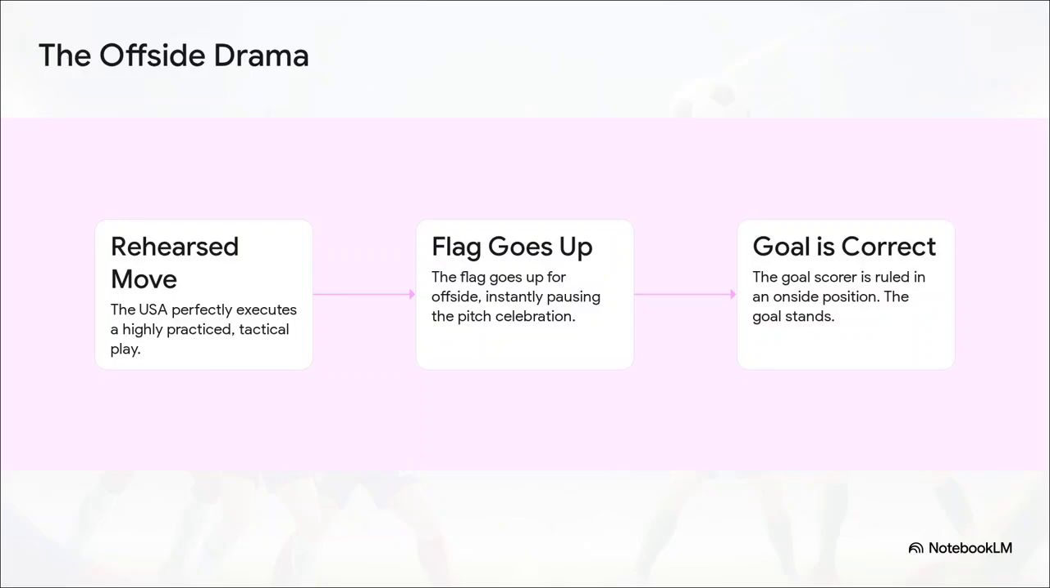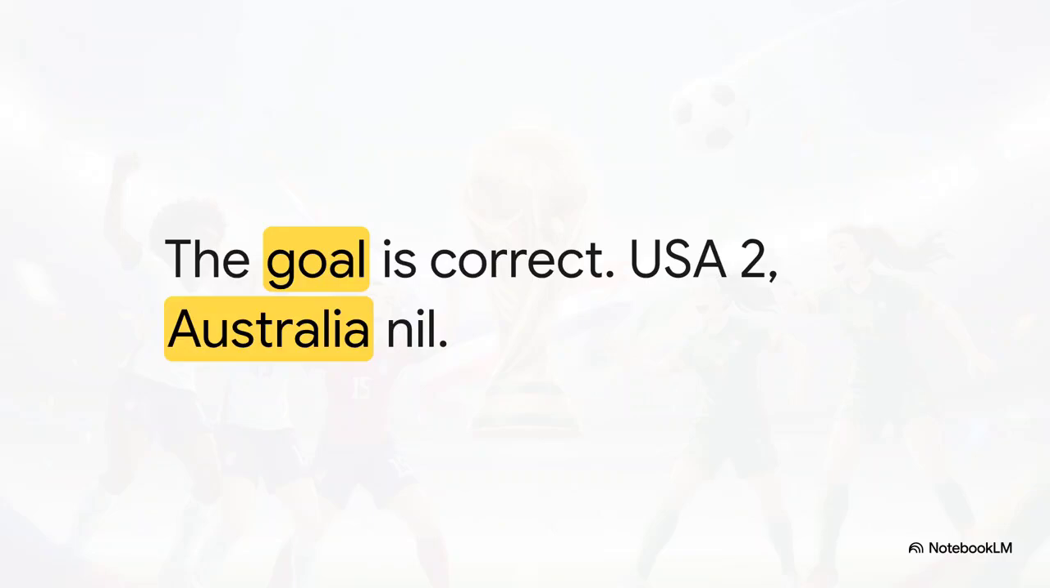And finally, step 3, the ruling comes down. The goal scorer was not in an offside position, he is ruled onside. That rehearsed move pays off in the most dramatic, heart-stopping fashion possible. And then comes the definitive ruling. "Goal is correct." With those 3 words, the USA takes a commanding lead. USA 2, Australia 0. That goal doesn't just change the scoreline. It completely alters the psychology of the remaining minutes. The USA has solidified their dominant position, and Australia is forced into absolute, total desperation mode.